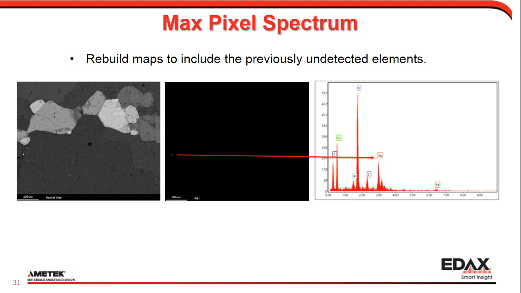So this is the idea of how you find small inclusions or particles in your sample. Though the maximum pixel spectrum is noisy, it's useful.